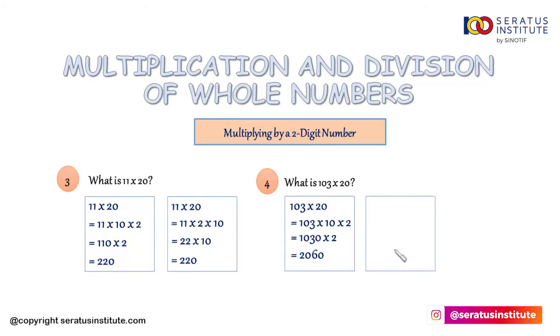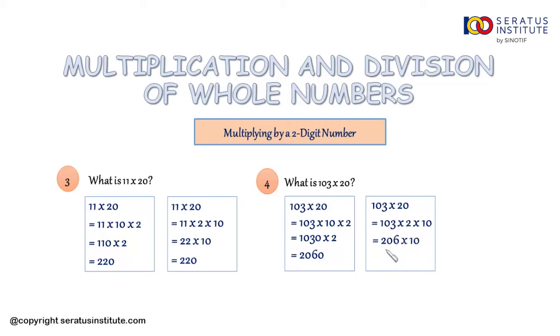The second way is 103 times 20. We separate 20 into 2 times 10. So, we multiply first 103 times 2. It equals 206. And then we multiply it by 10. So, we get 2060. Easy, right, Sobat 100? All done.